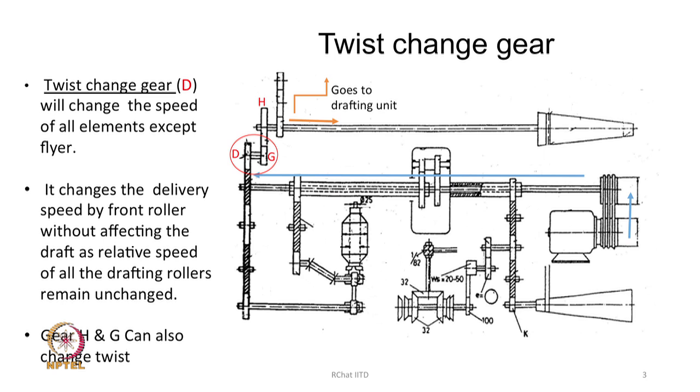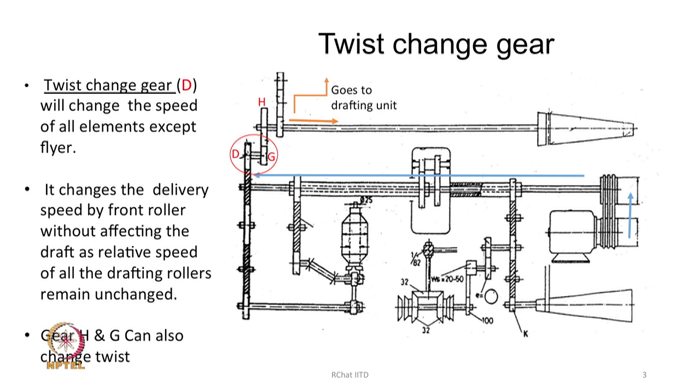So, the gear D, if we let us say change the number of teeth in this gear, it will change the speed of the front roller, because from here the motion through this gear goes towards the drafting system, and therefore, any change in the teeth of the gear D, G or H will always affect the speed of delivery. Any of these actually theoretically can affect the speed of delivery.